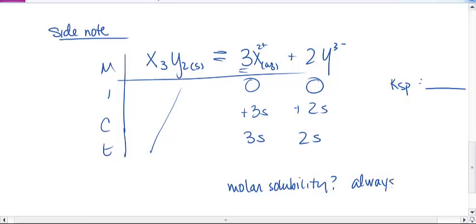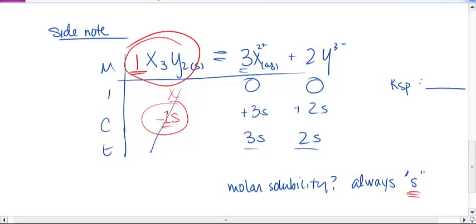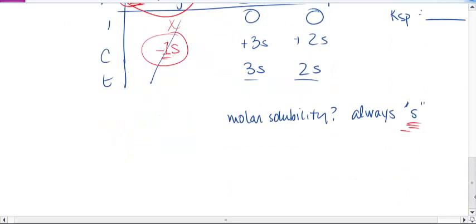It's always just S, not 2S, not 3S, because if we were to think about it, you're starting with 1 mole of this. And as it dissolves, let's say there's some number here, X, as it dissolves, this is literally losing 1 S. So when we talk about molar solubility, it's really how many moles of this stuff dissolve per liter. And since this always starts with a 1 in front, that's why it's always S. So just something to consider in that case.